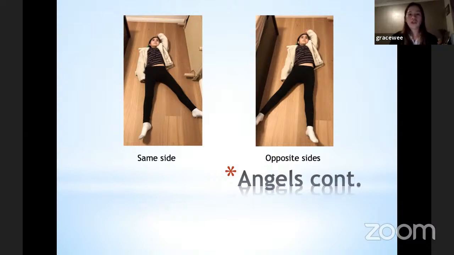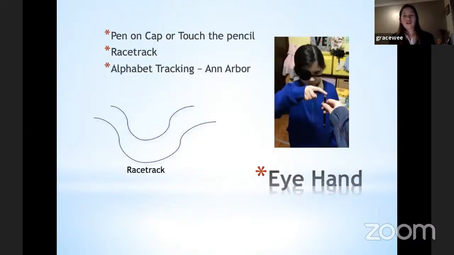So moving on, eye hand skills. Examples of games with eye hand skills are pen on a cap or touch the pencil. So we've got in the picture there that this is touch the pencil. What they do is they put on a patch, okay, and the finger starts from the ear and they've got to touch the pencil from the ear, not very close, touching from the ear to develop good eye hand skills.